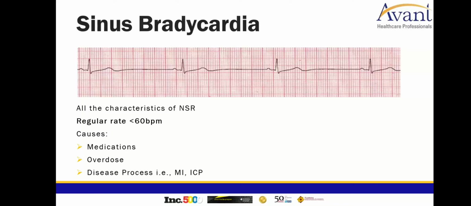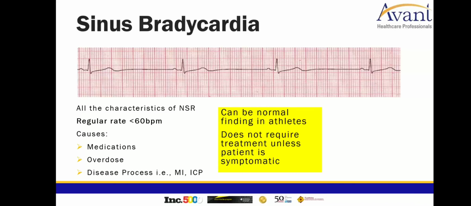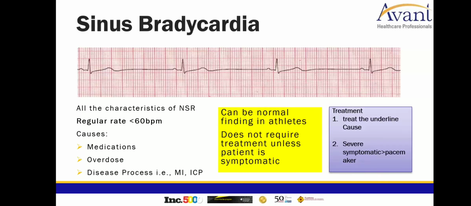Think about symptomology and what you're going to do about this rhythm. Typically, it can be normal in athletes. We don't deal with a lot of athletes in the hospital, but if you did, a sinus bradycardia may be normal. However, typically when you have bradycardia, we're going to treat the underlying cause. So if it's a medication, obviously we're going to stop that medication or deal with the symptoms of an MI or other cardiac issue. Now, there are times when a patient may be extremely severely symptomatic, and that patient may need a pacemaker, for example, or something like atropine.